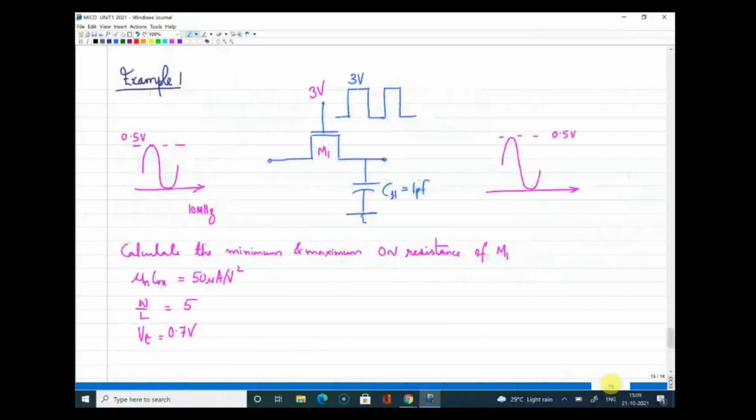We finished the last class with this numerical, where you were asked to calculate the minimum and maximum on resistance of this switch M1. Do you have some answers for this? If you have, can you please post it here in the chat box? In order to solve this, you should know the on resistance of the MOSFET. This is an NMOS switch, so it is 1 by mu n C ox W by L into (VGS minus VT), where the gate is connected to 3 volts. We can write it as VDD minus Vin minus VT.